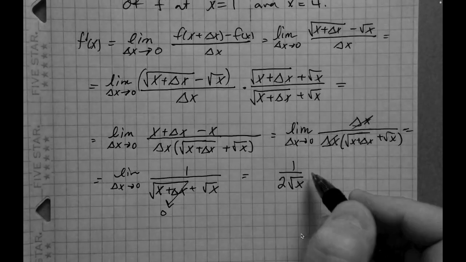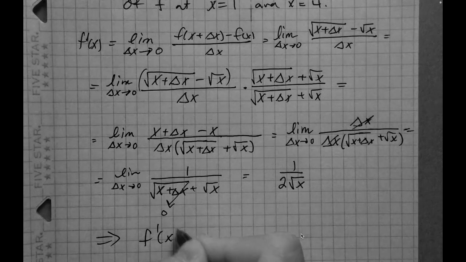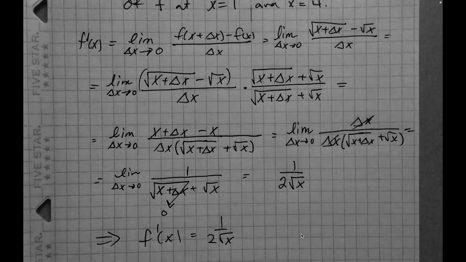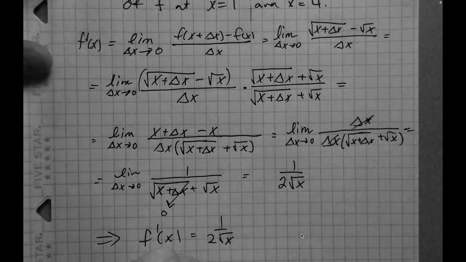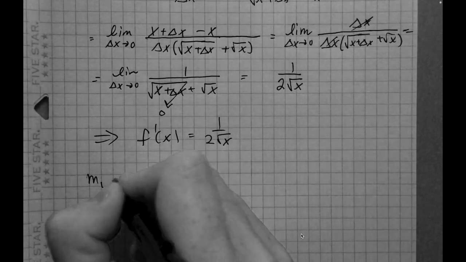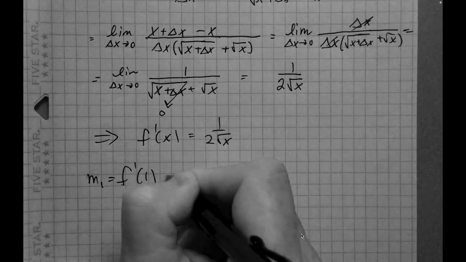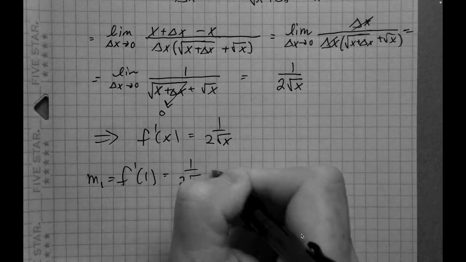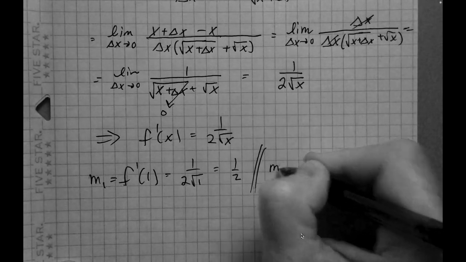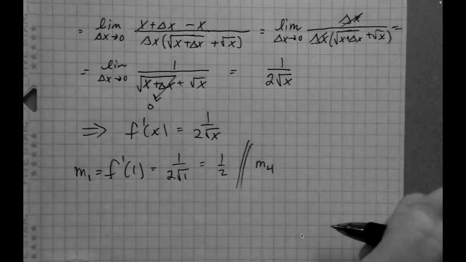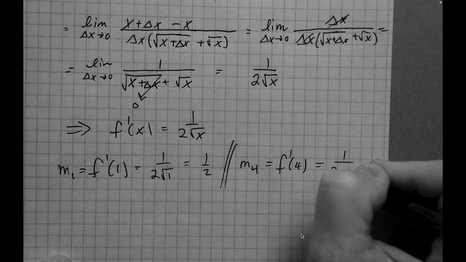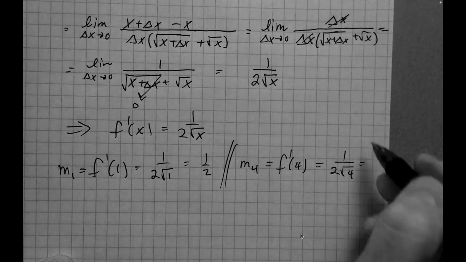Okay, so the derivative is 1 over 2 times the square root of x. Okay, and so I could find the slopes, right? My first slope I was interested in was at x equals 1, and so that's just going to be equal to f prime of 1, which is 1 over 2 times the square root of 1, which is a half. And the other one I was interested in was at x equals 4, so that's just f prime of 4, which is 1 over 2 times the square root of 4, which is 1/4.